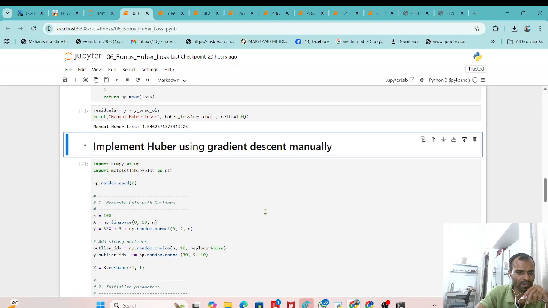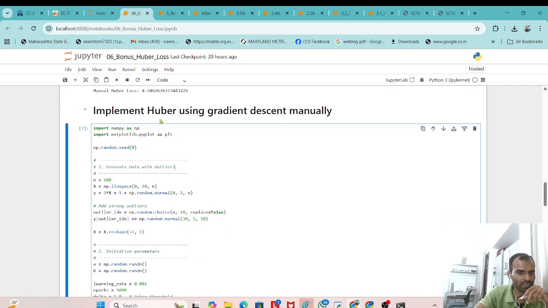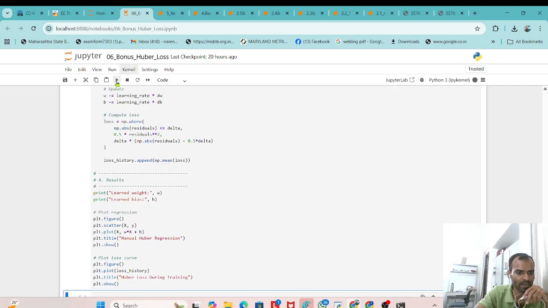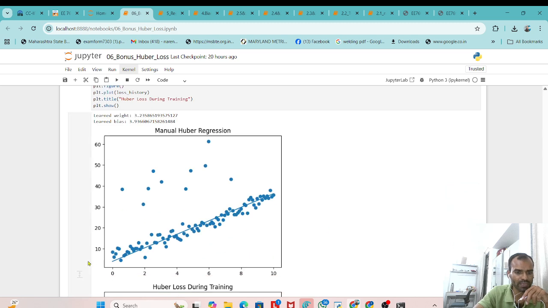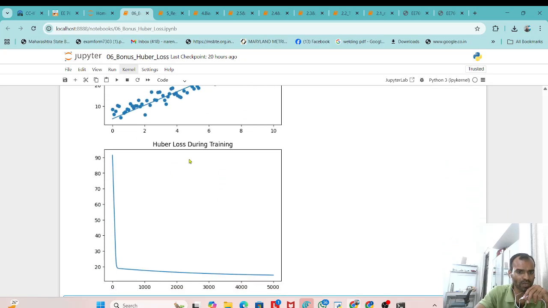And then if you see the gradient descent manually, then what will be the behavior? You will see that this is nothing but the Huber line, and this is the behavior. So the Huber loss during training will be going down. So it's all for assignment number 1.